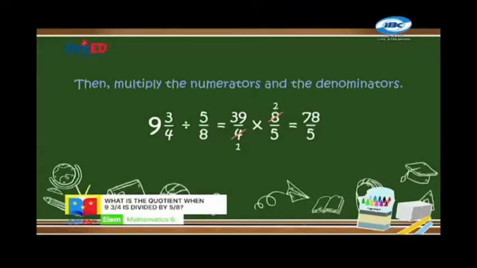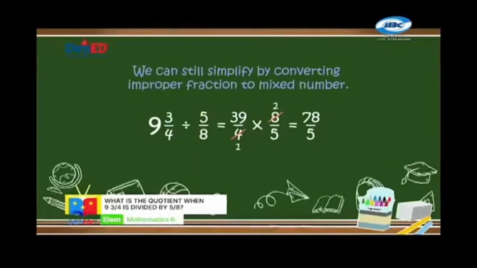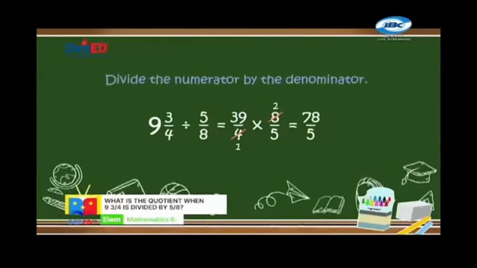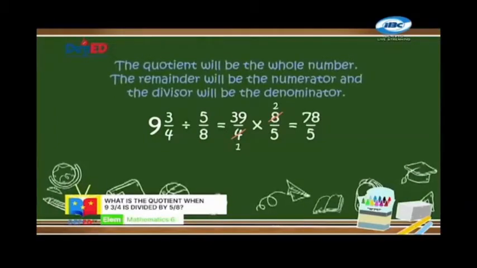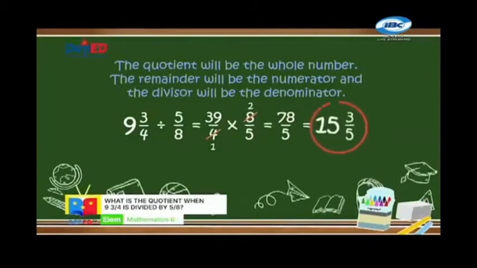Not yet. We can still simplify by converting improper fraction to mixed number. Again, dividing numerator by the denominator. The quotient will be the whole number. The remainder will be the numerator. And the divisor will be the denominator. 78/5 equals 15 3/5. Therefore, the quotient when 9 3/4 divided by 5/8 is 15 3/5.